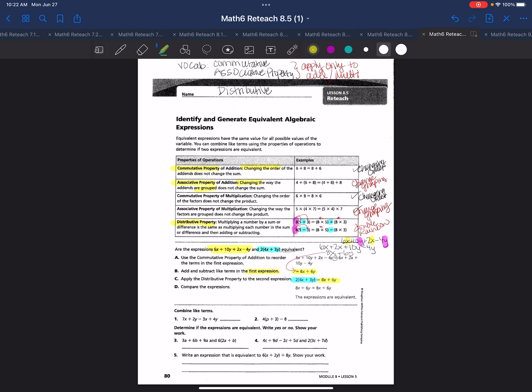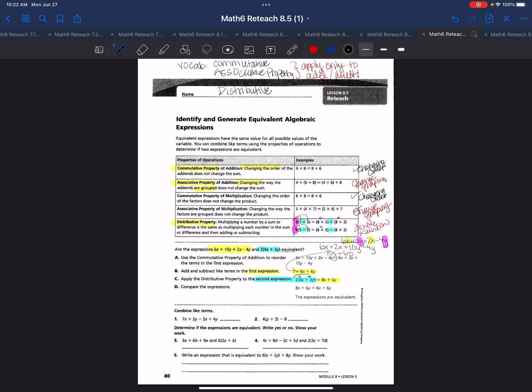So I have 2 times the quantity of 4x plus 3y. Is that equal to 8x plus 6y? So now I need to do distributive property I see here, and I need to do double rainbows.